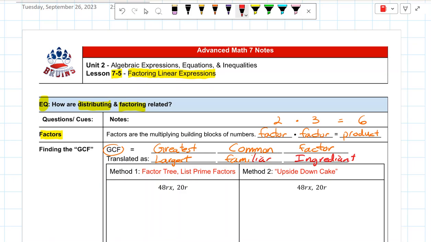Now you probably never heard of that because I just made it up. And that's just translating what the greatest common factor is. It's also, you could say, just the largest familiar ingredient. When you bake something or make something in the kitchen, you have ingredients. Those are all the factors that go into making the product, the end product. So let's take a look at two methods to find the GCF.